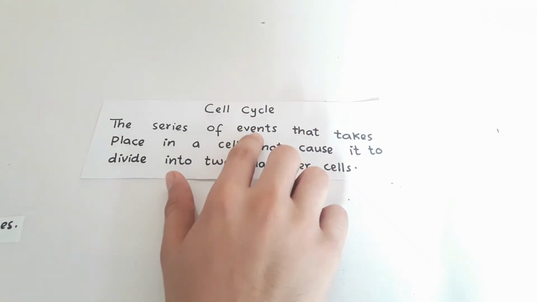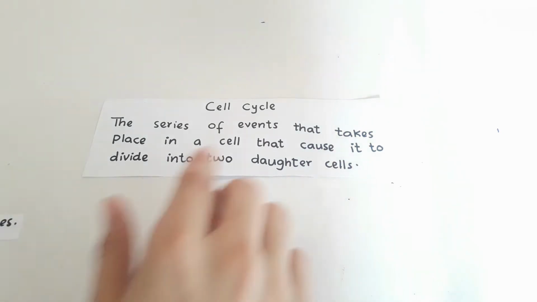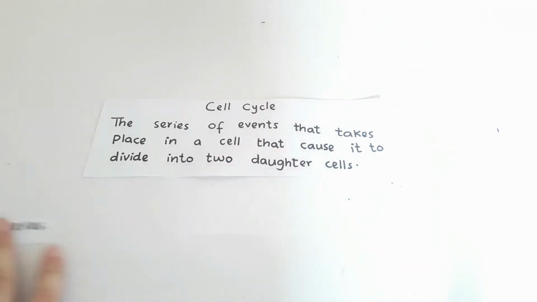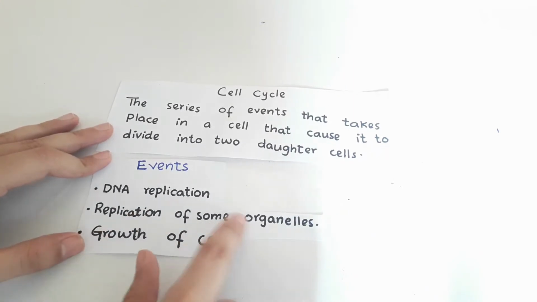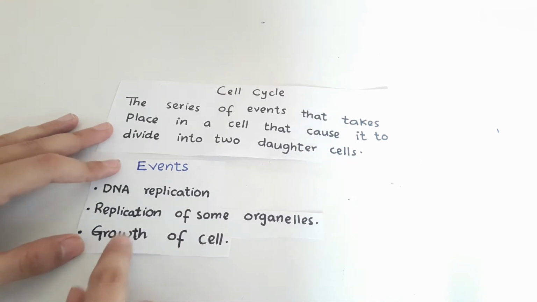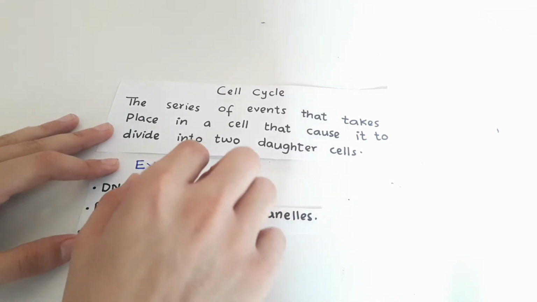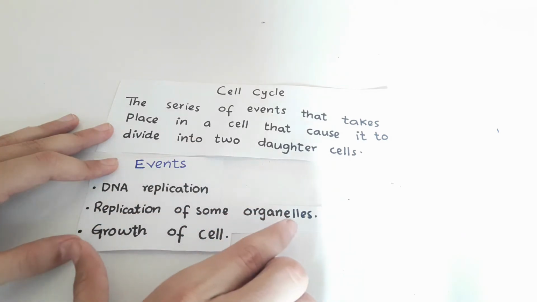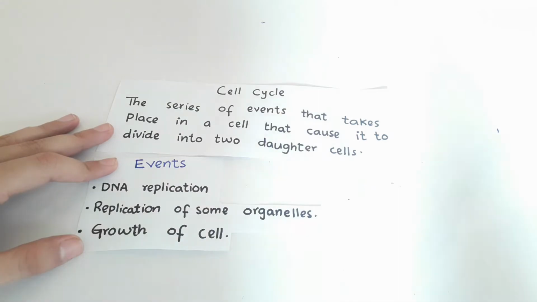The events that repeat regularly and cause the cell to divide are DNA replication, replication of some organelles like centrioles, etc., growth of the cells, and many others. These are the events that repeat themselves regularly and cause the cell to divide into daughter cells.